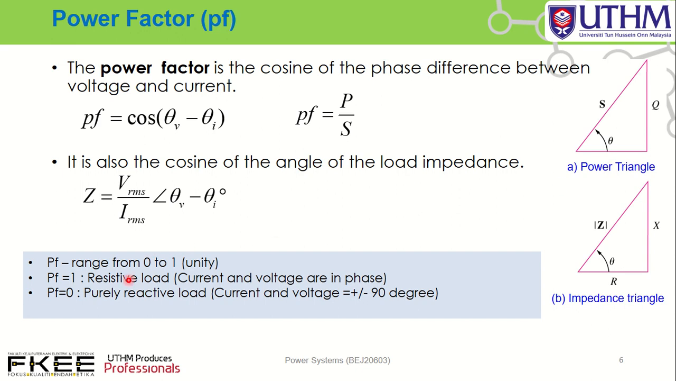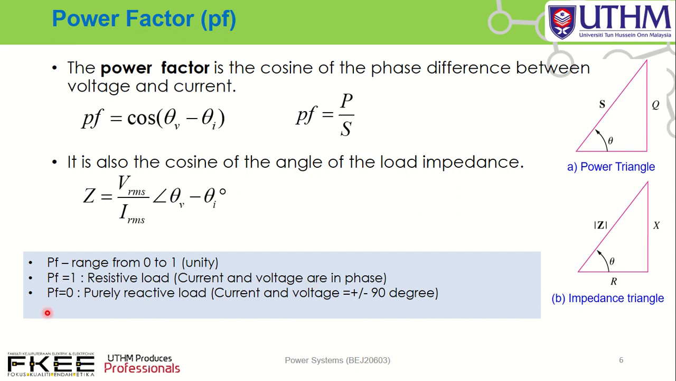Power factor basically has a value from 0 to 1. Let's say power factor equals 1. We call it a resistive load. We have only a resistive load, in which current and voltage are in phase.